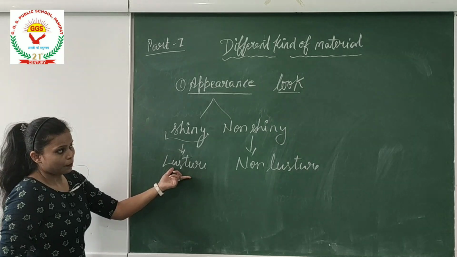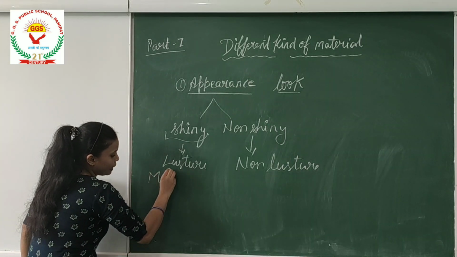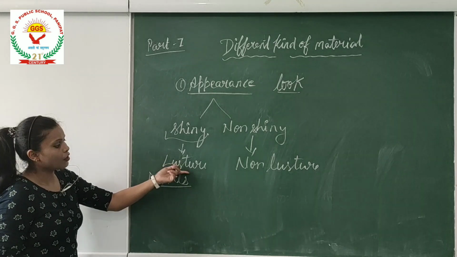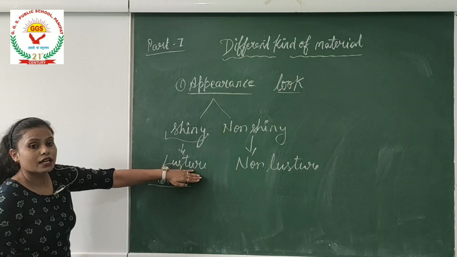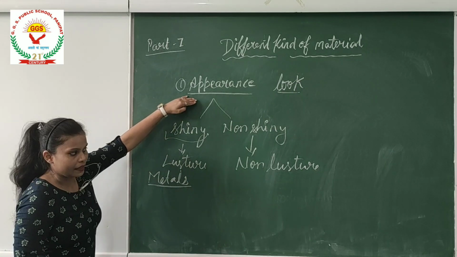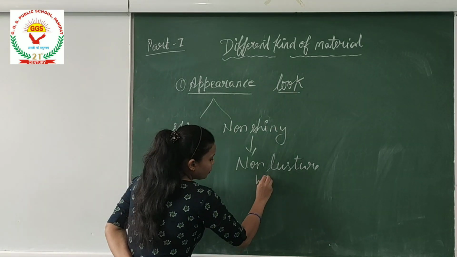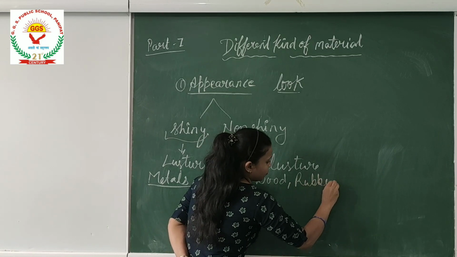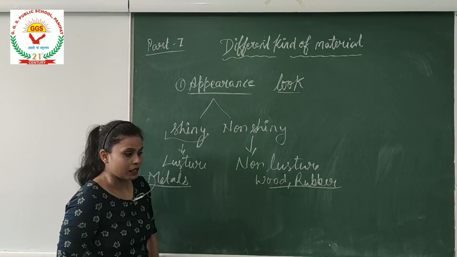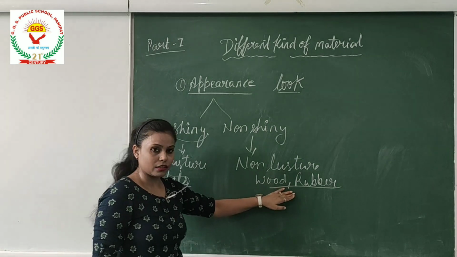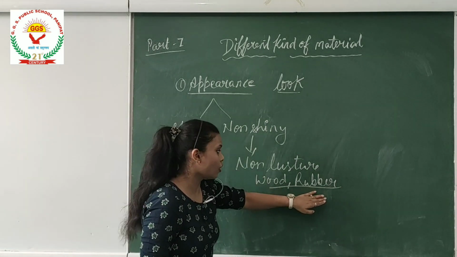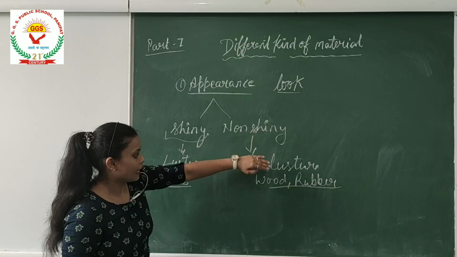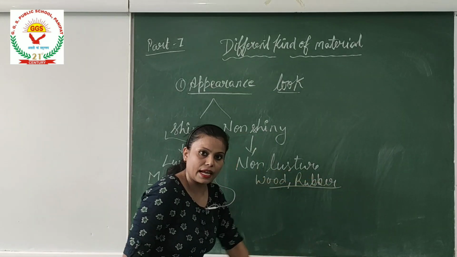Lustrous materials are metals. All the metals are shiny, or we can say all the metals are lustrous in appearance. Wood and rubber are non-shiny. They look alike, but they are non-shiny. They are considered in the non-shiny or non-lustrous category.